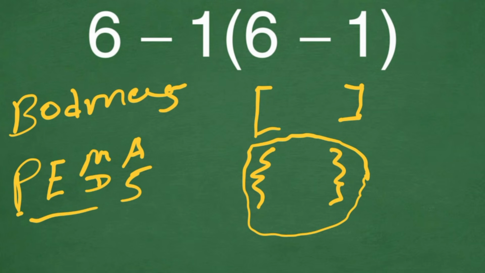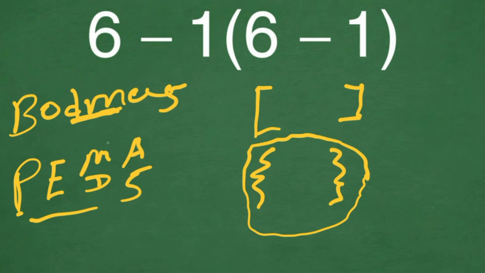So P stands for parentheses. Here B stands for bracket. O stands for order, meaning exponent here, and again E stands for exponent, and D is for division, and M is for multiplication, right? So here again, M is for multiplication, D is for division. It's going to be similar, right?